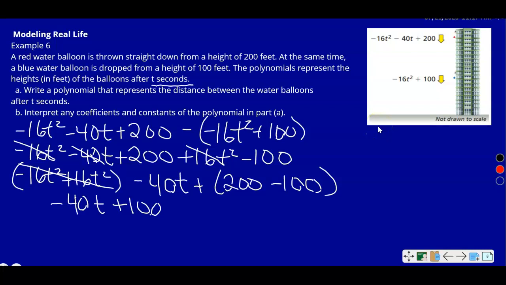So basically you could say as the value of t increases by 1, the value of negative 40t plus 100 decreases by 40. That means that the balloons become 40 feet closer to each other every second. So negative 40 represents the amount the distance between the balloons changes each second.